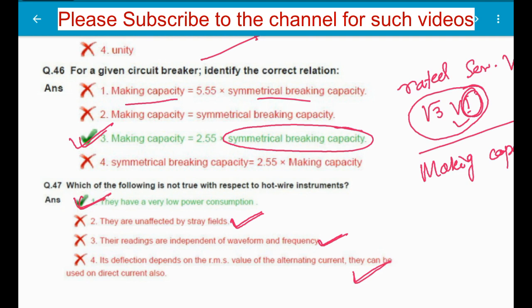They have very low power consumption, because they actually have very high power consumption in comparison to the other instruments, because the current is converted to heat, and due to the heat the wire is going to expand, and this will give the deflection.